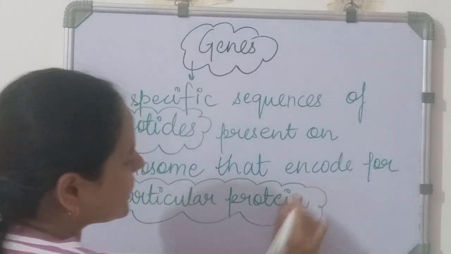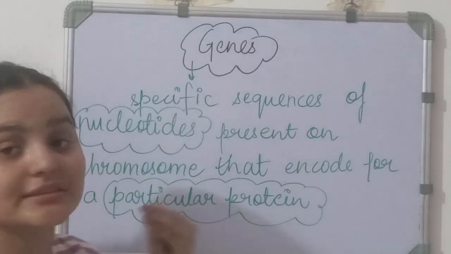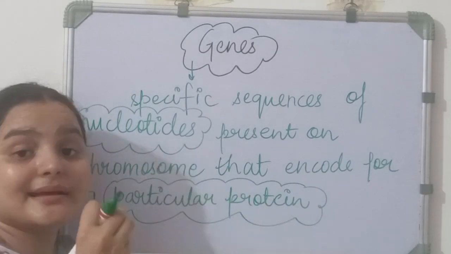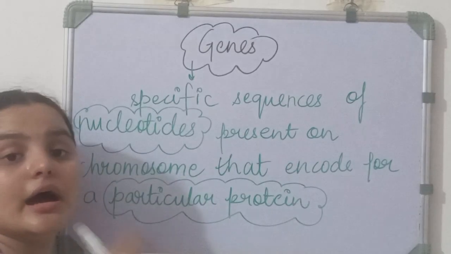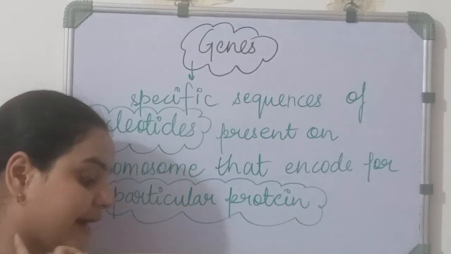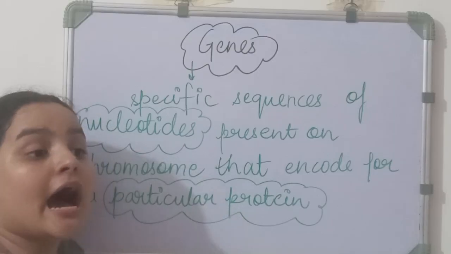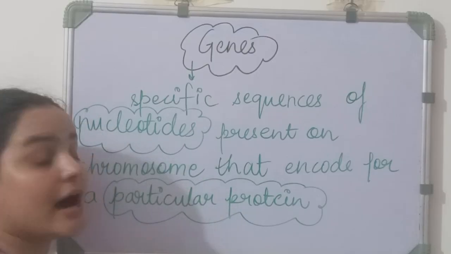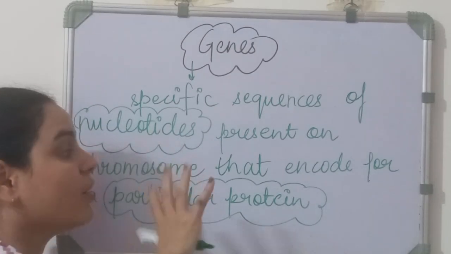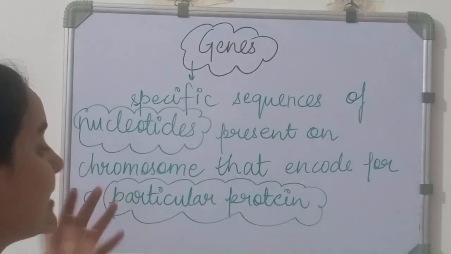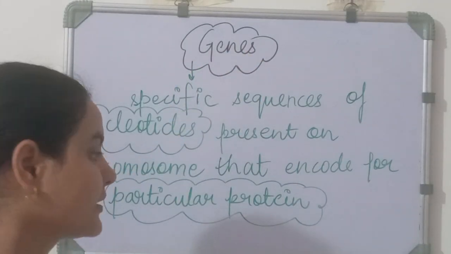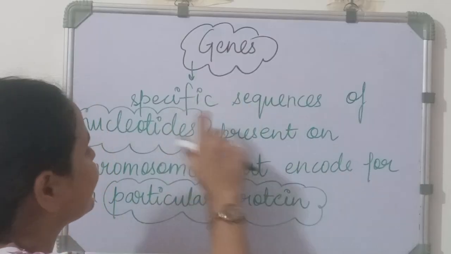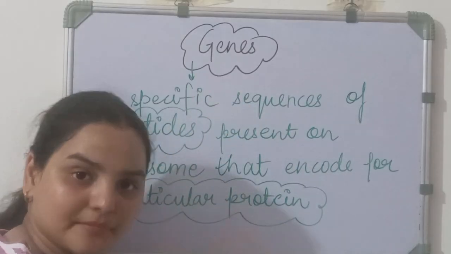This particular protein is associated with a specific feature which tells what kind of hair color we will have, what kind of eye color we will have, how tall we will grow. Everything is being decided by these genes. So remember, they are just the sequences of nucleotides which we have studied.